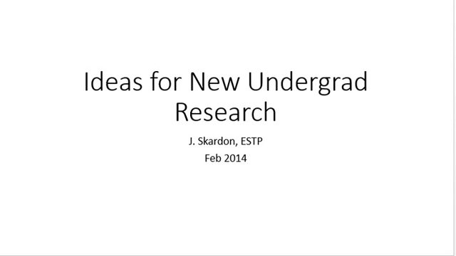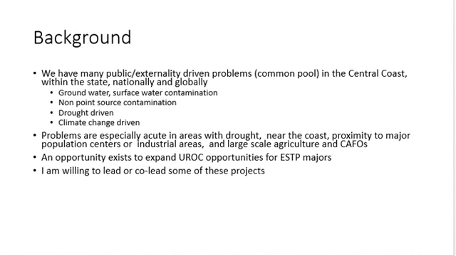I've got a couple of ideas I'd like to share with you today about some new ideas for undergraduate research. So a little bit on the background. We have a lot of challenges we're facing in the Central Coast, and a lot of these have to do with externalities created by agriculture or lots of people living in one area, our sort of overuse of the local groundwater. And some of them are driven by things like we can't control, like drought, and others like climate change, which we don't really know what's going to happen, but we have some general ideas.